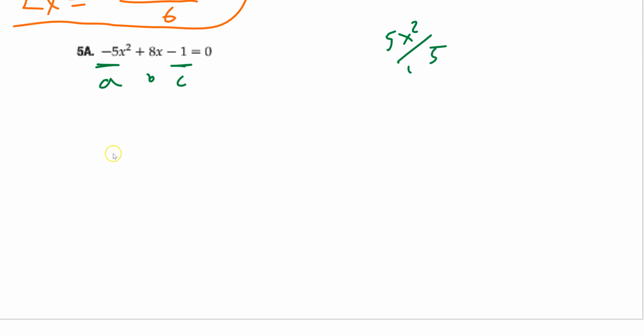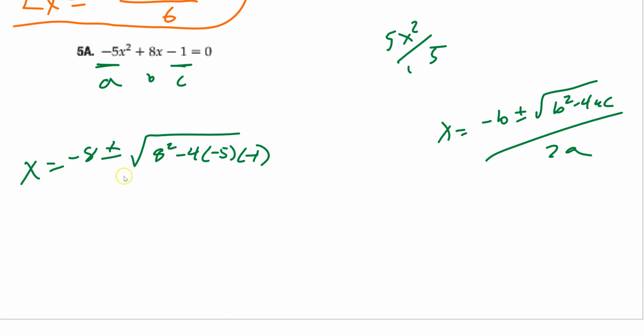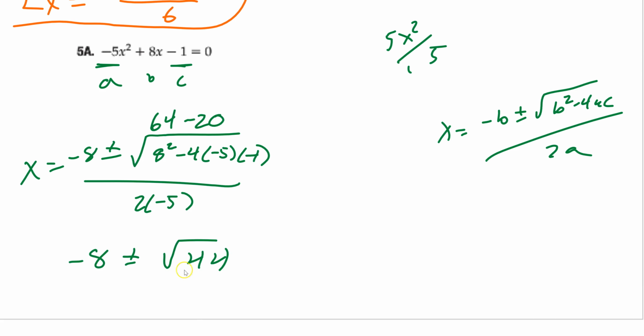A, B, C. Right? Again, I will give you the formula. You should really kind of know it by now, though. All over 2a. Okay, so x equals -8 plus or minus 8 squared minus 4 times -5 times -1, all over 2 times -5. So this is 64. So many negatives. -20, right? Because 4 times 5 is 20, but it's negative there. So I'm going to get -8 plus or minus radical 44 over -10.